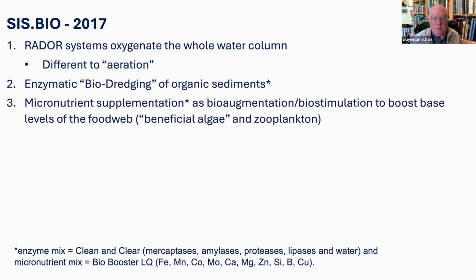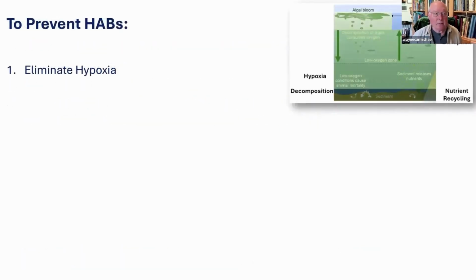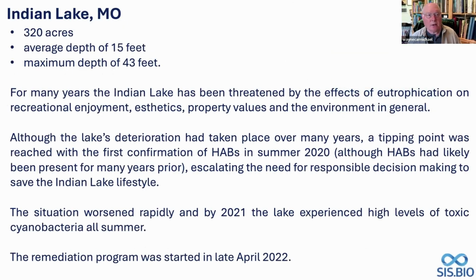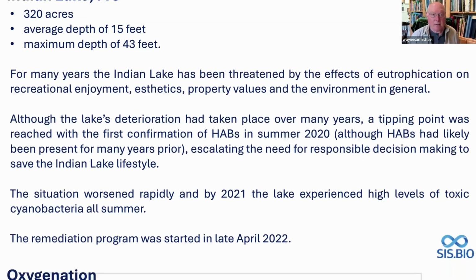So I'm going to use these three methods and show you examples that utilize these methods for the rest of this talk. So let's look at eliminating hypoxia. The example is Indian Lake, Missouri, average depth of 15 feet, 320 acres. There were high levels of eutrophication for several years. The tipping point was reached in summer of 2020, escalating the need for responsible decision-making. And by 2021, the lake experienced high levels of toxic cyanobacteria all summer. The remediation program was started in 2022. So initially, I'm just going to show you the results of the aeration and the hypoxia effect.